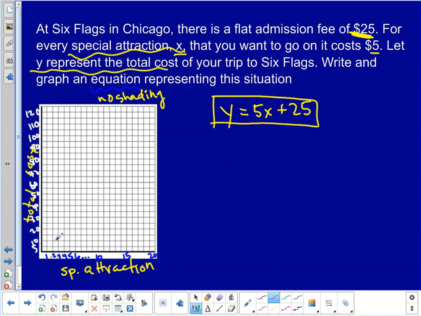My y-intercept is 25, so right away I'm starting up here. And then I go up 5 and over 1 for each attraction. So up 5 would go to the 30 and over to the 1. Up 5 over 1, up 5 over 1, up 5 over 1. And this is just an equation, not an inequality, so I don't need to worry about what kind of line or where I'm shading because it's just an equation.